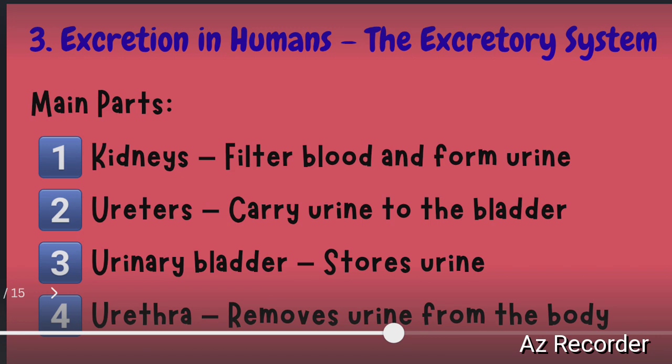Ureters carry urine to the urinary bladder. The urinary bladder stores the urine, and it looks like a bowl in shape. What is the main function of the urinary bladder? It stores the urine. Then the urethra removes urine from the body. So these are the main parts involved in excretion in humans.